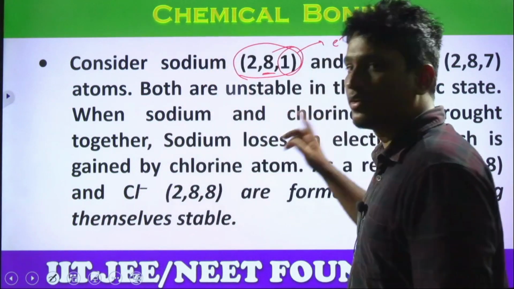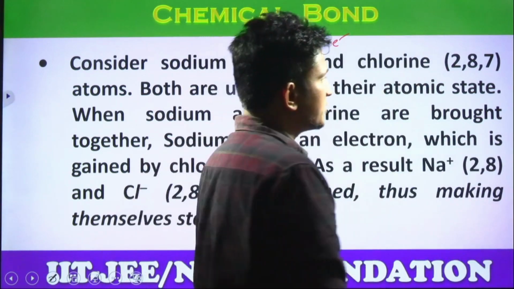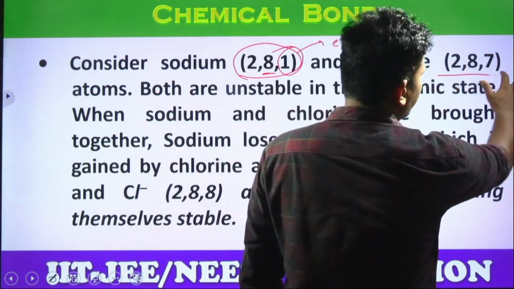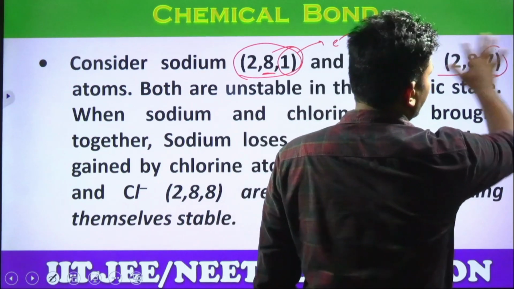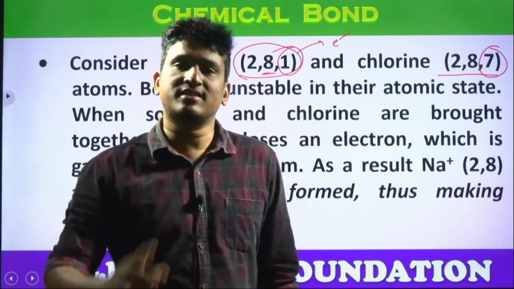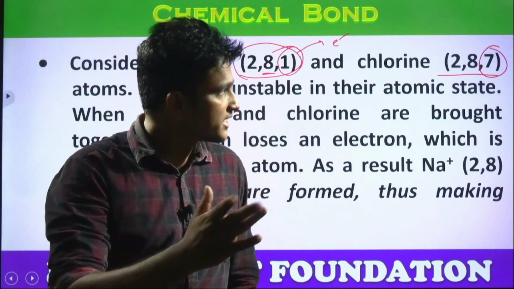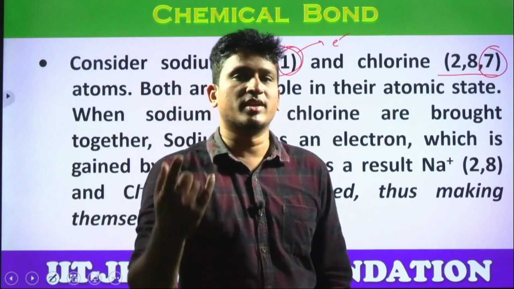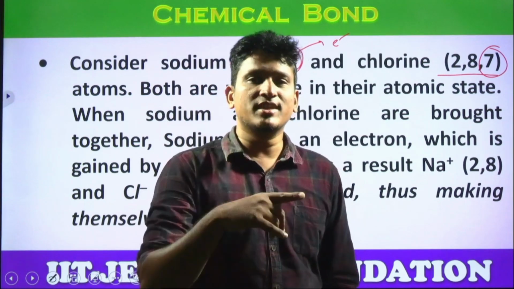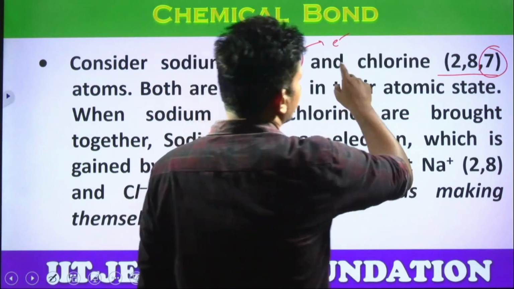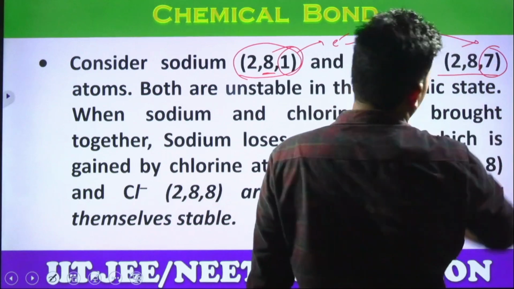So look at the chlorine example. Chlorine, the configuration is 2, 8, 7. In this configuration, what is the valence shell? How many electrons are there in the valence shell? 7. How many more does it need? 1. By losing 7 it would also get the octet configuration. Which is better, losing 7 or gaining 1? This time gaining 1 is better. So this electron will be gained by chlorine.